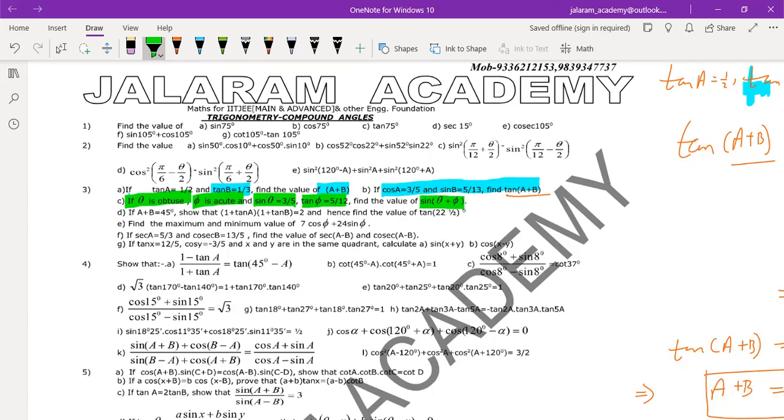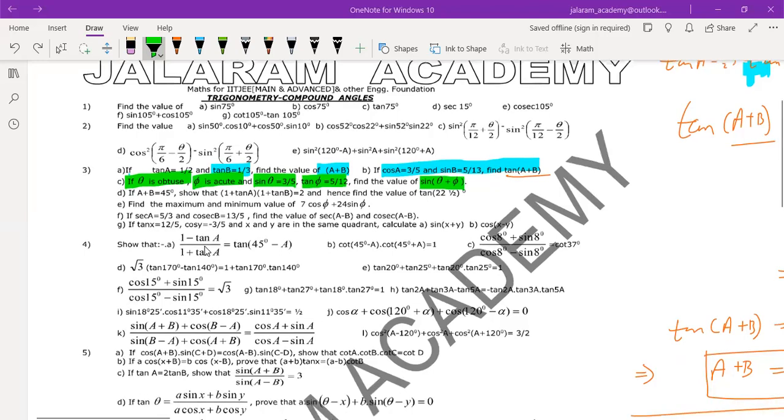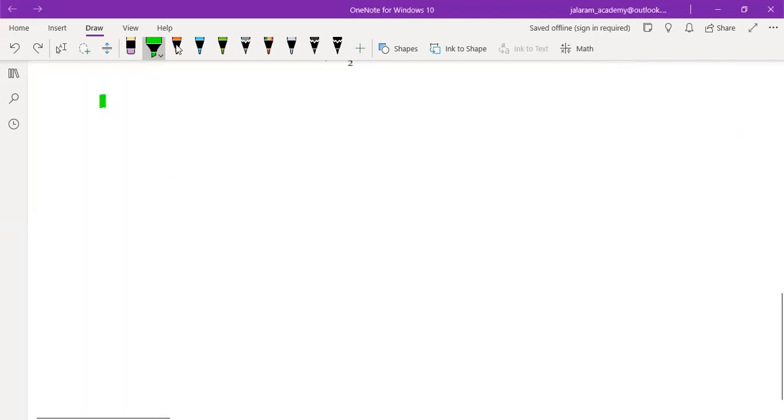And we have to find the value of sin(theta plus phi). So first of all, recall the formula for sin(theta plus phi). So in question number 3c, theta is obtuse, meaning theta will lie between 90 degrees to 180 degrees, that is, theta is in the second quadrant.